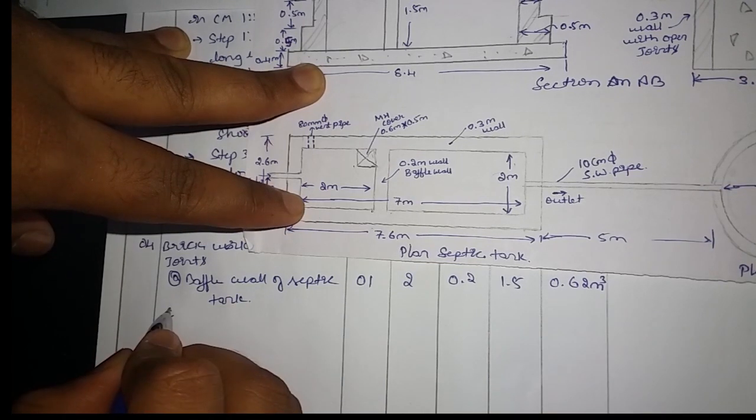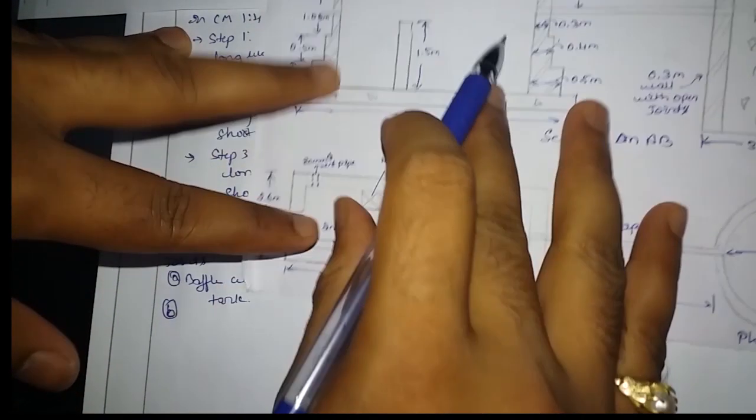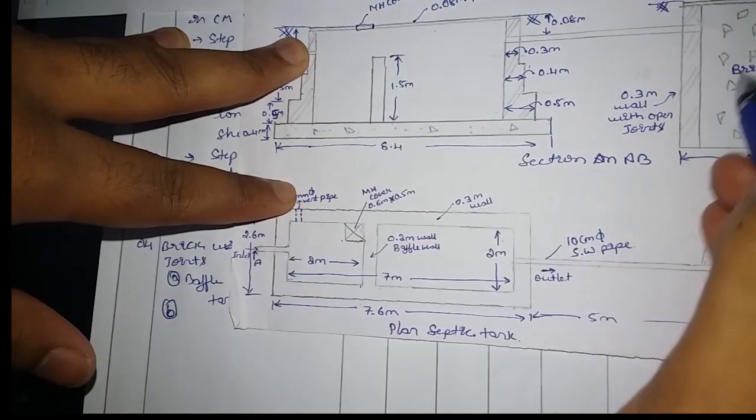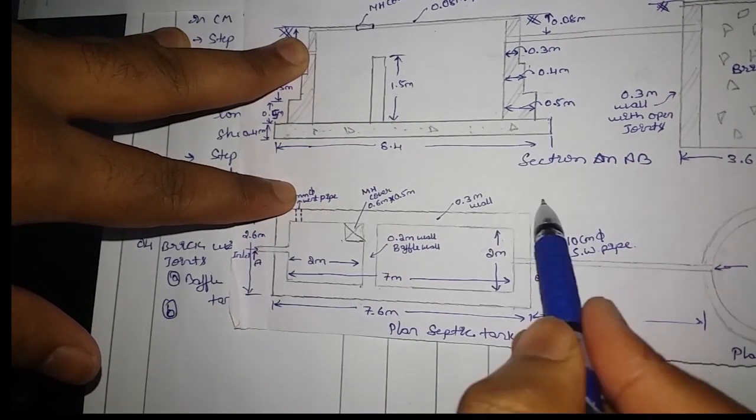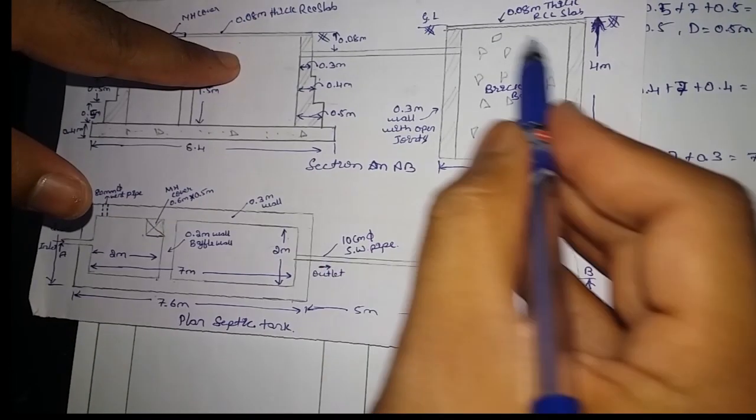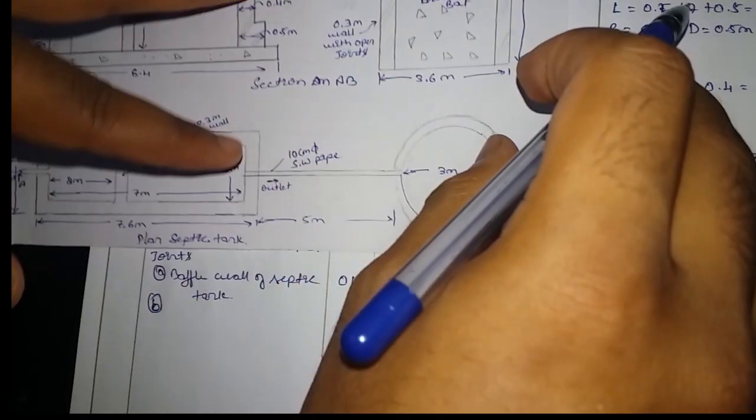So next part, what we got is the buffet wall quantities. Now we need to go on finding out the soaking pit quantities, that is, the soaking pit brickwork we need to find out.